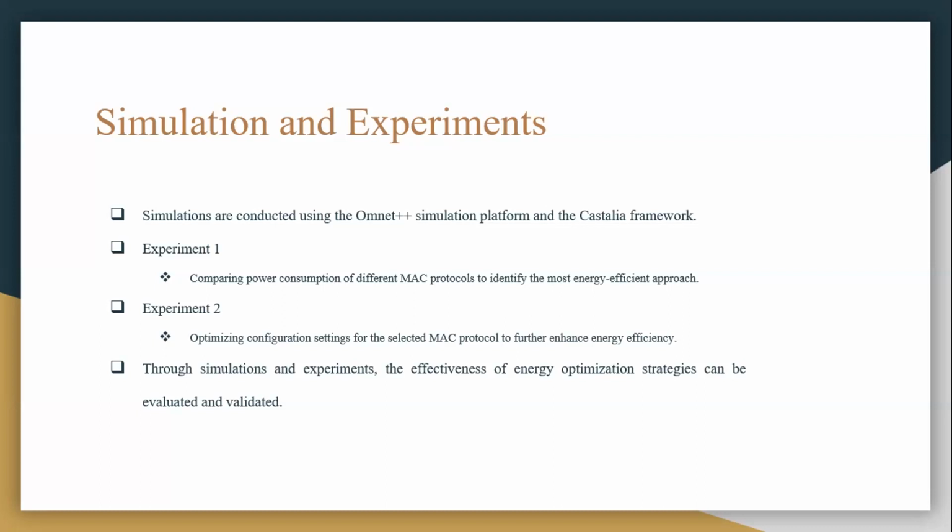The goal of the second experiment was to determine the best configuration settings for the chosen MAC protocol. We adjusted and tested different parameters related to the MAC protocol, aiming to optimize its performance and energy efficiency within the WSN context. Throughout these simulations and experiments, we were able to evaluate the proposed approach, identify the most energy-efficient MAC protocol for the wireless sensor network, and fine-tune its configuration. These findings contribute to enhancing the efficiency and effectiveness of wireless sensor networks in forest fire detection.